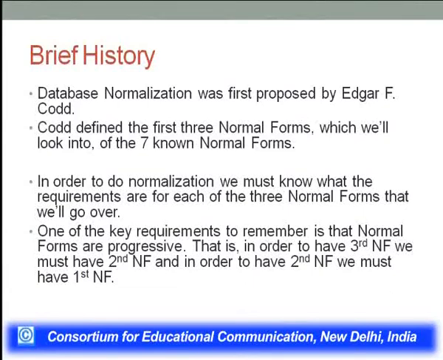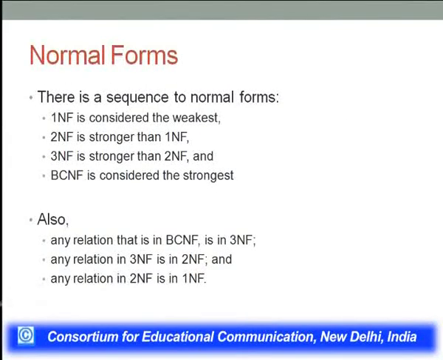This means that in order for a database to be in the second normal form, it has to be in the first normal form. Any table to be in the third normal form must be in the second normal form, and to be in the Boyce-Codd normal form, it has to be in the third normal form.